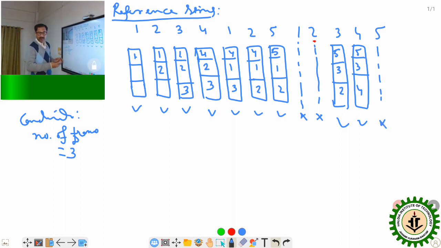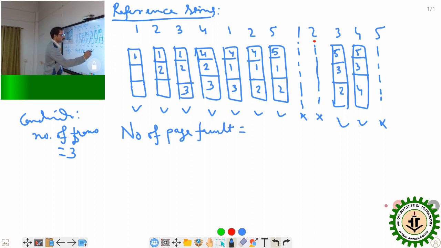So how many page faults occur for this string? The number of references in the string: 1, 2, 3, 4, 5, 6, 7, 8, 9, 10, 11, 12. So 12 page references are there. Among 12, the page faults occur 1, 2, 3, 4, 5, 6, 7, 8, 9. So for this particular case, the number of page faults equals 9. Clear?